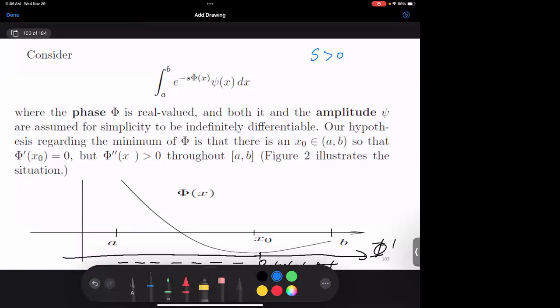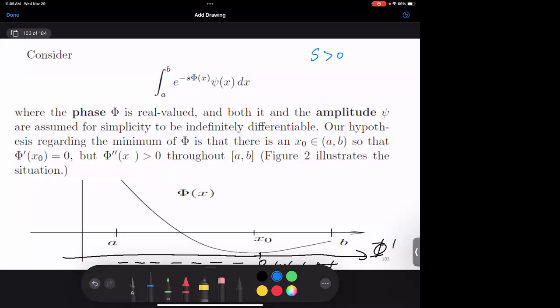So let's assume phi has a minimum at x naught. It will depend on whether or not phi is positive or negative at x naught. If phi is positive, then what should happen? It should be getting extremely small because as we increase s, we have even more exponential decay.